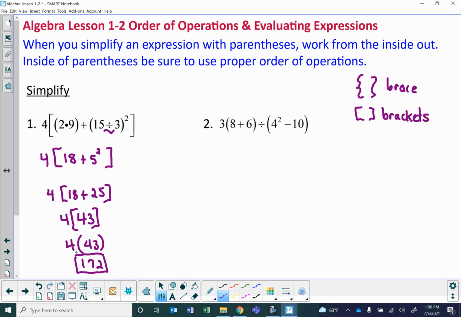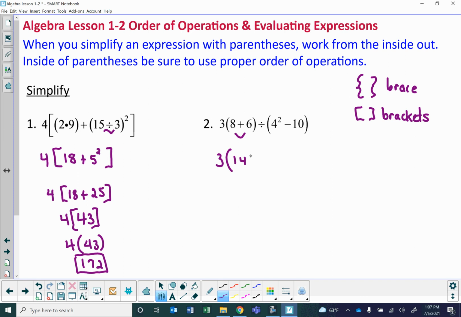If I look at number 2, I have 2 sets of parentheses, so I'll work from left to right. So I'll do this one first. I still have a 3 here. I'm still going to have a parenthesis, because there's no plus or minus sign between the 3 and the 8, there's only a parenthesis. I have to keep the parentheses after I've taken care of what's inside them, because that means multiplication. So 8 plus 6 is 14.